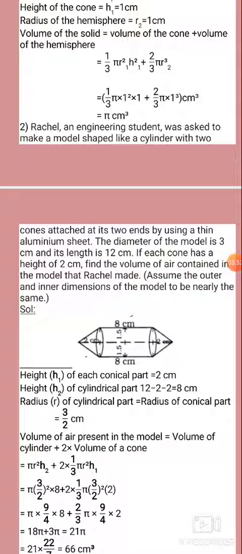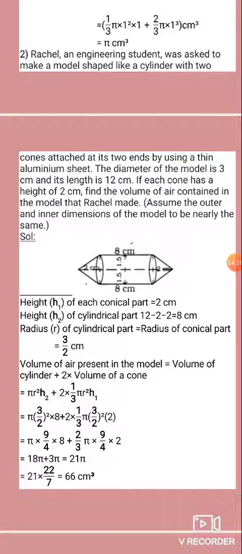So, 3 by 2 the whole square is what? 9 by 4. So, pi into 9 by 4 into 8 plus 2 by 3. 2 into 1 by 3 is 2 by 3 pi into 9 by 4 into 2. So, 8 and 4 cancel. 2 times 9 is 18 pi. Plus, 9 and 3 cancel, 3 times. Now, 2 and 4 cancel. 2 times 2 and 2 cancel. Remaining 3 pi only. So, 18 pi plus 3 pi is equal to 21 pi. At last we need to substitute the value of pi, that is 21 into 22 by 7, which is equal to 66 centimeter cube.